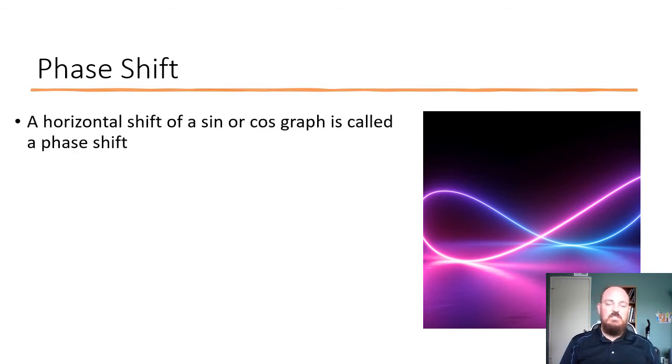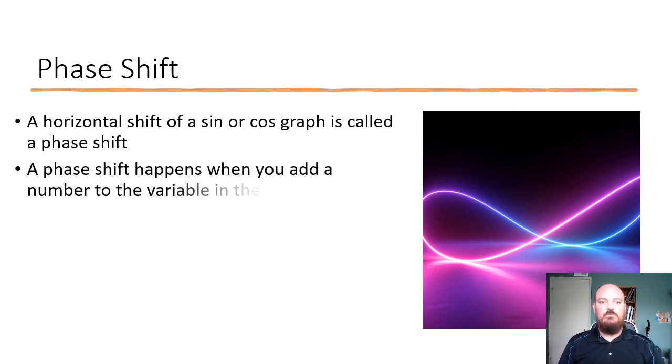A phase shift is basically what you call a horizontal shift whenever you're dealing with a sine or a cosine graph, it just has its special name. So if you take your sine or cosine graph and you just slide it to the right or to the left, we call that a phase shift. Now it happens when you add a number to the variable inside the trig function.